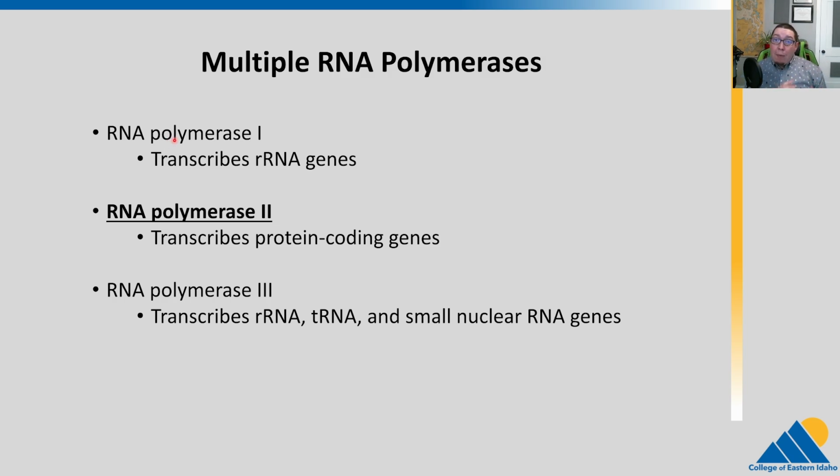Now remember, the ribosome that's going to translate the mRNA into protein is made up of a mix of rRNA and protein. So these genes are transcribed by a special RNA polymerase. RNA polymerase III is also going to transcribe rRNA, but also tRNAs. Those will be important in bringing the amino acids in to decode the mRNA. And also small nuclear RNA genes, which are a type of non-coding RNA that we'll talk a little bit about here in splicing.